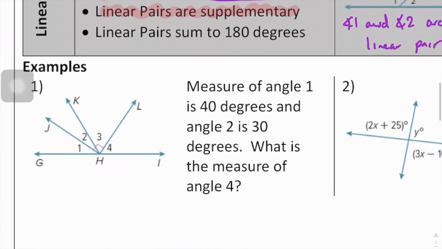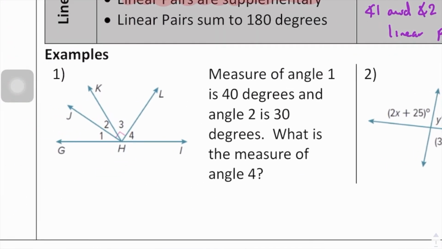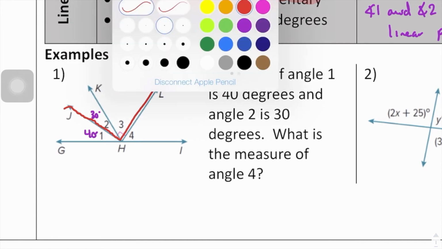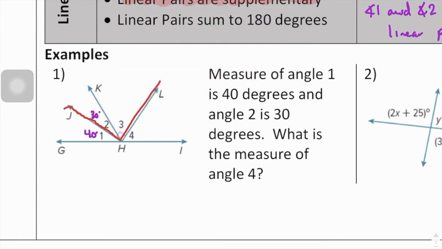All right, let's take a look at some examples here. Measure of angle 1 is 40 degrees, angle 2 is 30. What's the measure of angle 4? So we've got some things we want to label here. Angle 1 is 40 degrees. Angle 2 is 30 degrees. We want to figure out the measure of angle 4. So what I would actually do here is try to figure out angle 3 first before we try to figure out angle 4. And it looks like we can figure out angle 3 because this red angle here is a 90-degree angle. So angles 2 and 3 are complementary, meaning they add up to 180. So, I'm sorry, not 180, 90. So that means angle 3 is 60 degrees.